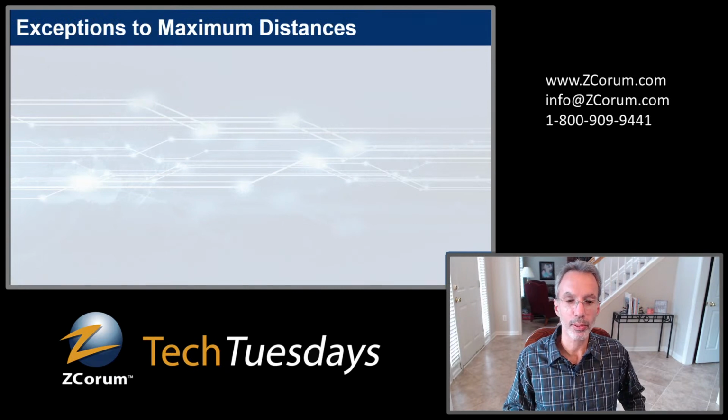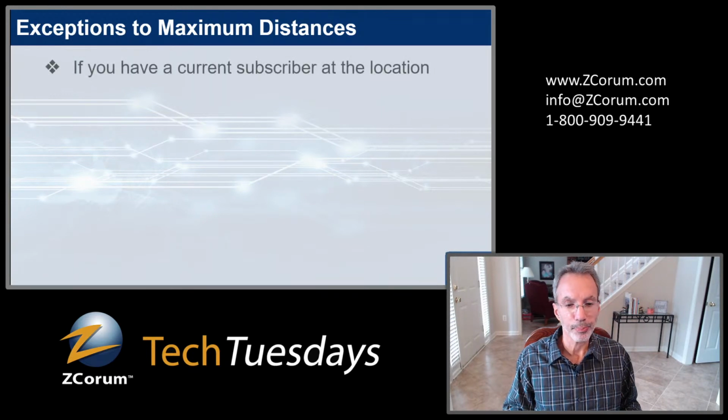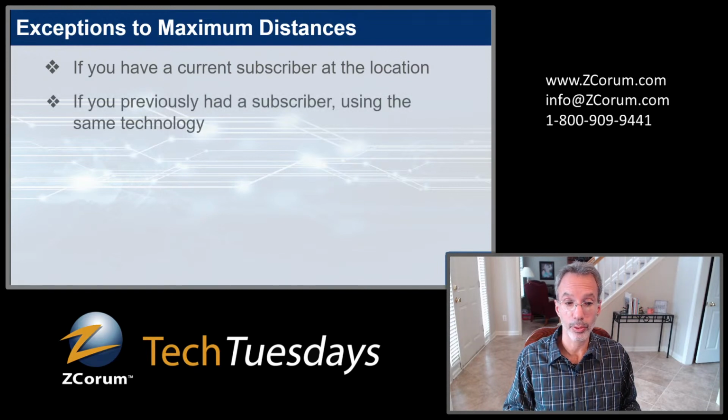But there are caveats. Like I say, there are exceptions to these maximum distances. So I have a feeling what they're doing is they're grandfathering people in wherever you're providing service now, however you're providing it. And then this would be more for moving forward, for, let's say, greenfield opportunities where you're launching service in an area for the first time. So one of the exceptions is if you have a current subscriber at the location. Obviously, if you're already providing service, it sounds like they're grandfathering in the fact that you can count that area as one where you're providing that speed of service. If you previously had a subscriber using the same technology, even if you don't have a subscriber there anymore, but you had one previously using the same technology.